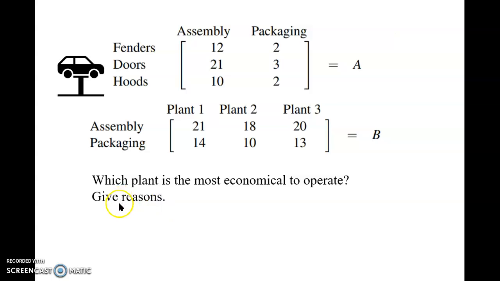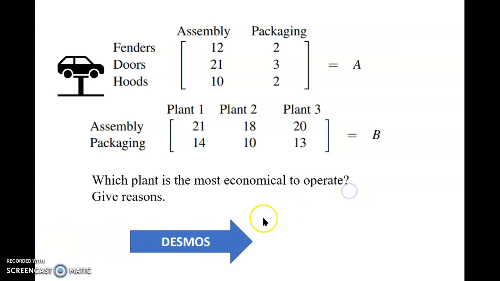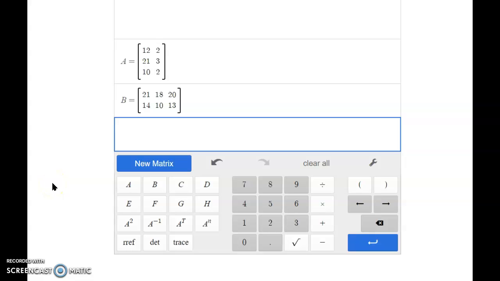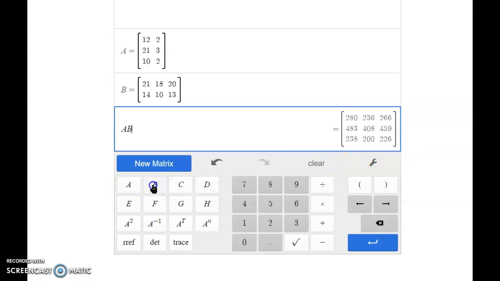Now, the next question was, which plant is the most economical to operate? Give reasons. So I'm going to go to Desmos and put in A and B and do the multiplication that way. Okay, Desmos.com. I've got to make sure I've got it in the right order. For example, if I did B, A, I only have a 2 by 2. So let me clear that. It has to be in the order A, B to give us that 3 by 3. And here's the number 200, which I calculated by hand.